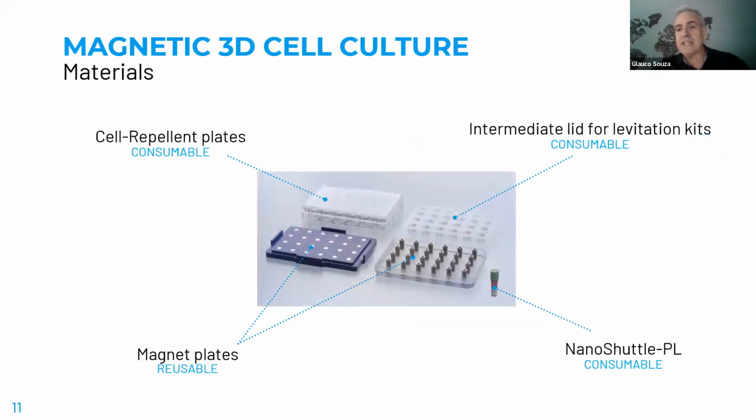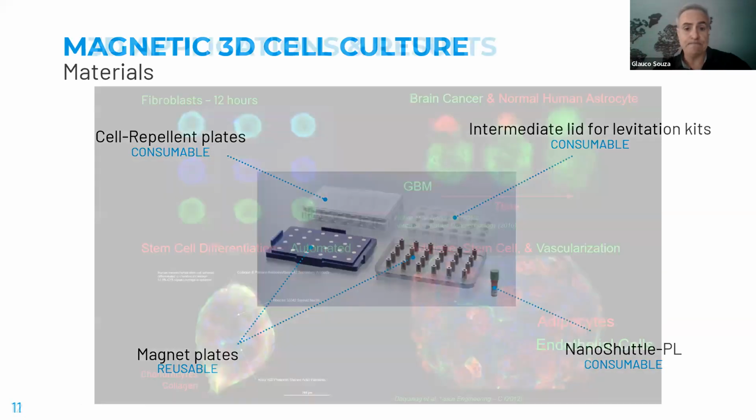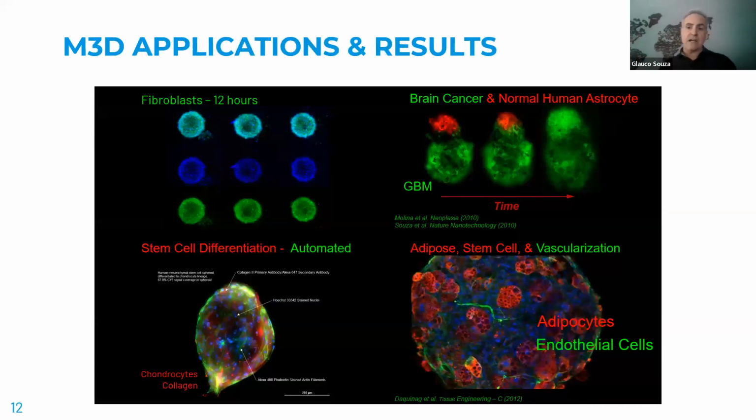And generally, even though we call it bioprinting or levitation, the tool is really magnets with cell repellent tissue culture plates, and we sell it as a kit. In the kit you have your nanoparticles, the magnets, and the cell repellent plates, and depending on the format and throughput you want, you're going to have a different number of magnets.